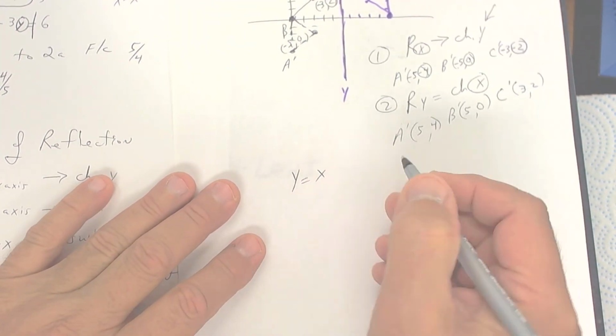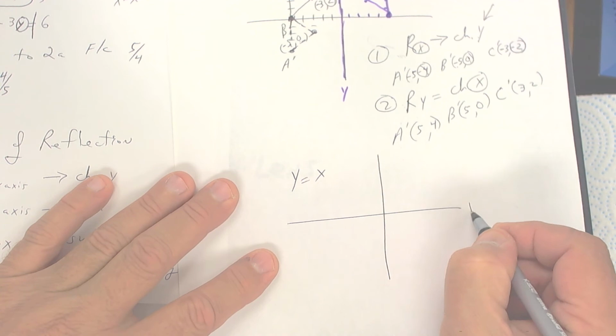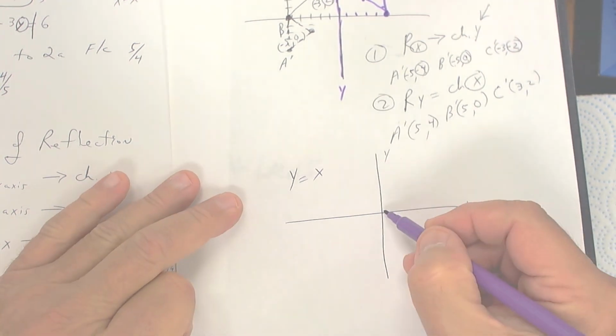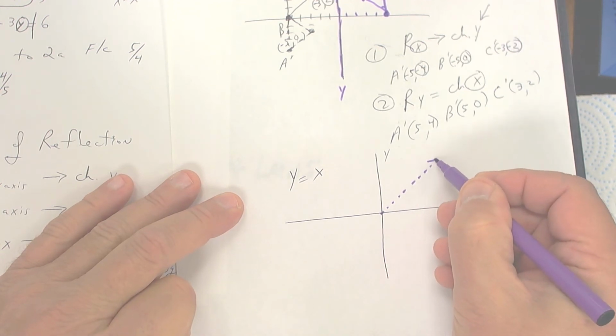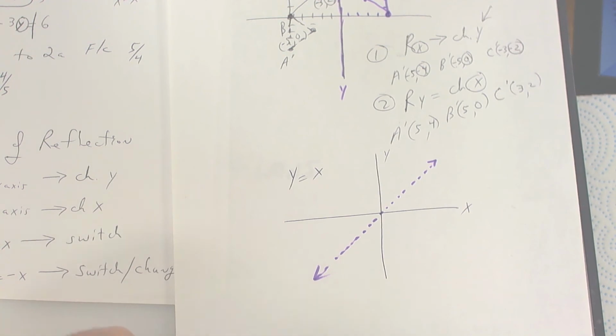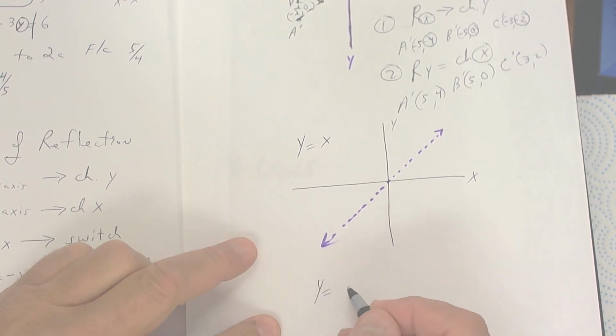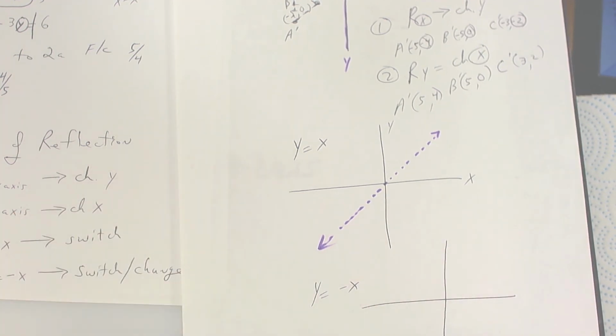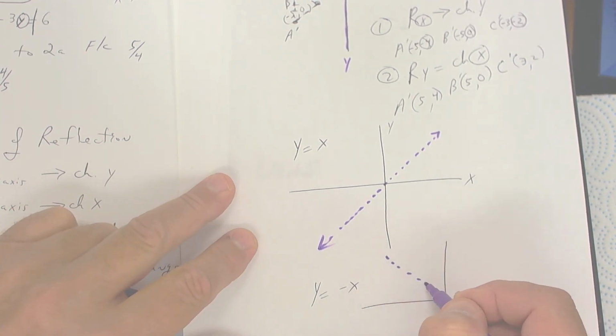y equals x. That is a line that looks like this. So y equals x is a 45-degree line like that. And then y equals -x is a 45, but it's backwards. Now, I gave you the rules for these, okay?